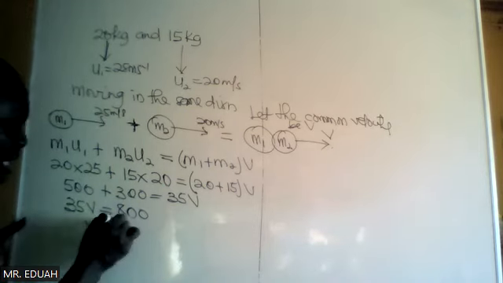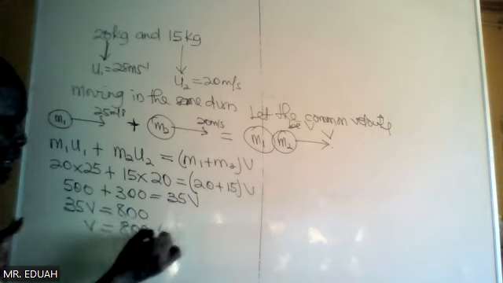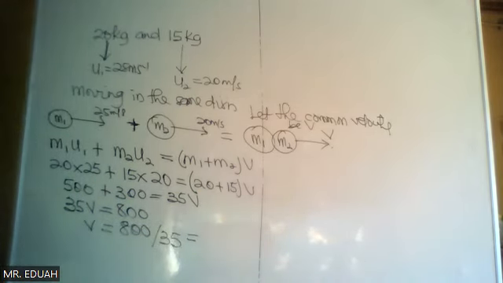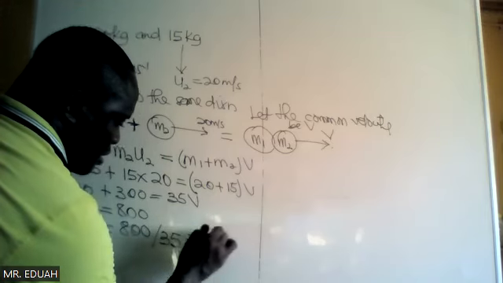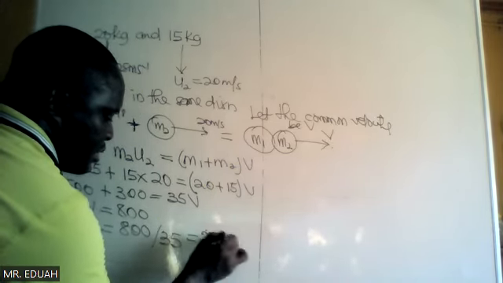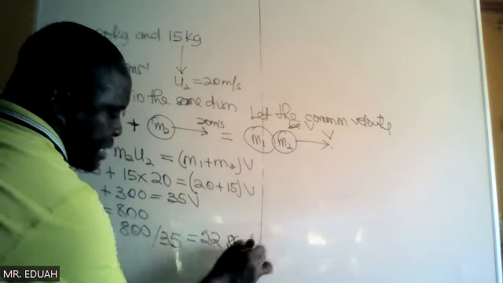All right, so you have 800 on 35. And what is 800 divided by 35? Hurry up, the rest of you hurry up. 800 divided by 35 is 22.86 meters per second.